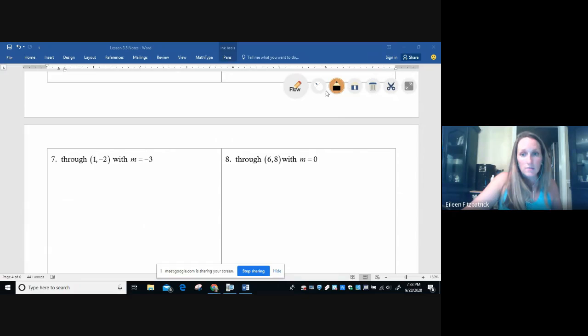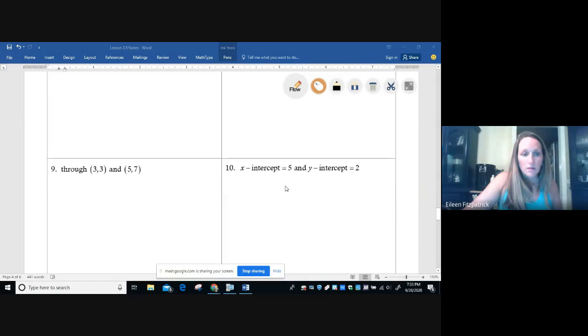All right. For problem 9, you're given 2 points. So you need 2 pieces of information still. You need the M and the B. So you're going to use these 2 points to calculate the slope. And then once you know the slope, you still have to find the y-intercept. Then you can write your equation.